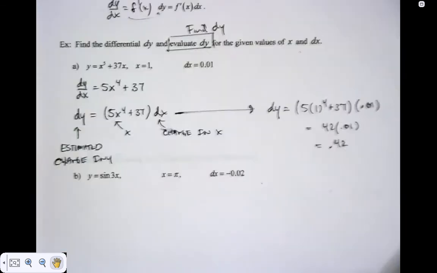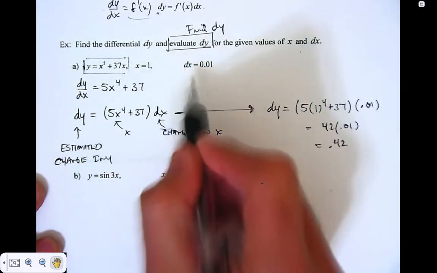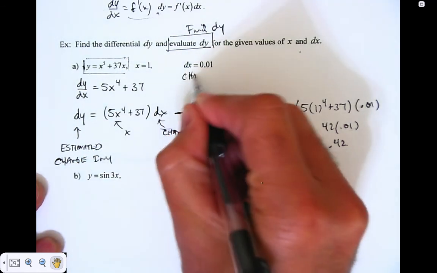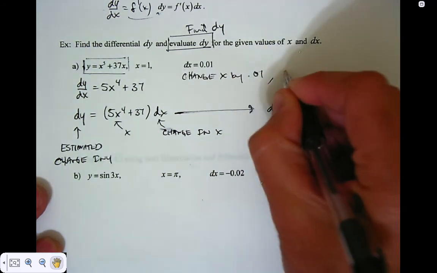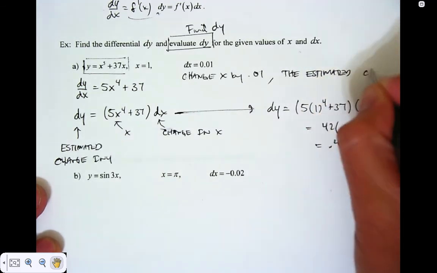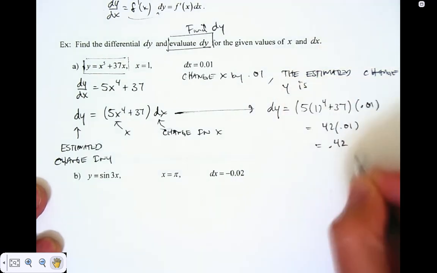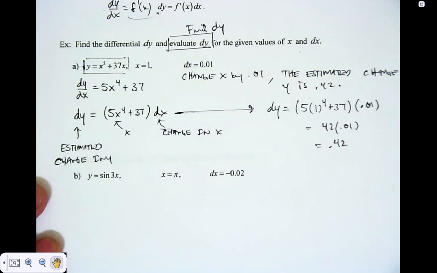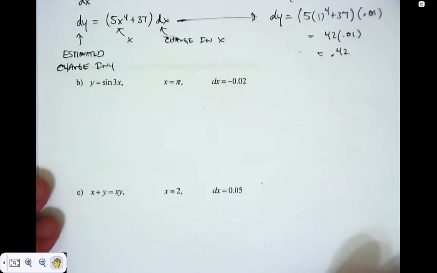Okay, so what did we just say? We said that given this function, if you change x by 0.01, the estimated change in y is 0.42. Okay, so it's just another estimate. Okay, and we'll get into some examples a little bit later, but let's keep practicing how to do it.